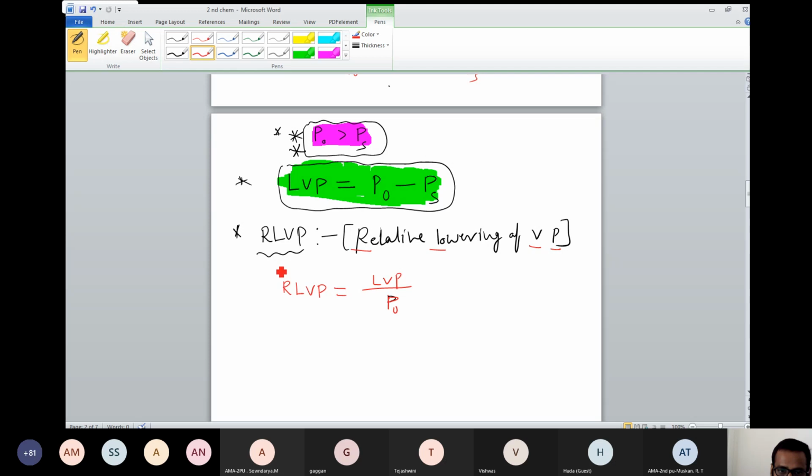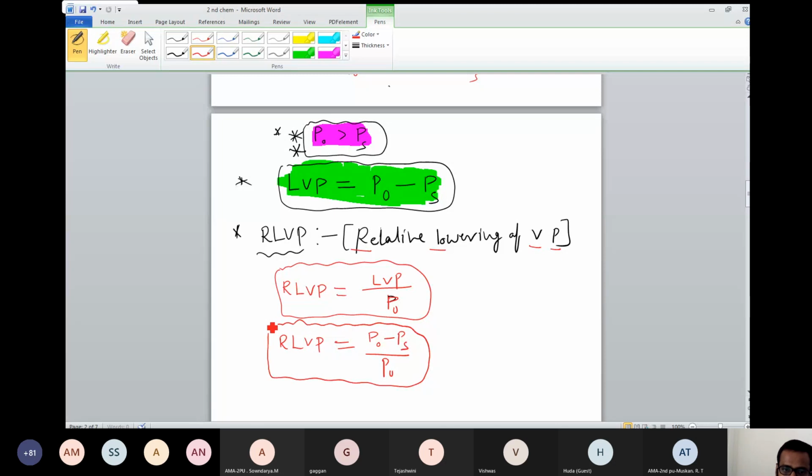So what is RLVP? RLVP means LVP by P naught. Its definition is the ratio of lowering of vapor pressure to the vapor pressure of pure solvent. Now you can write RLVP. What is LVP? LVP means lowering of vapor pressure, simply P naught minus PS. P naught minus PS by P naught. So this is RLVP.